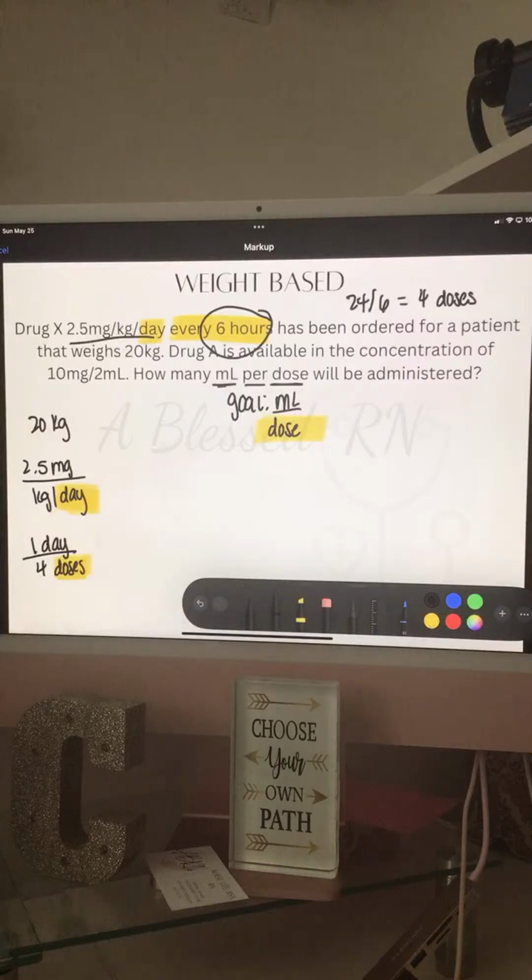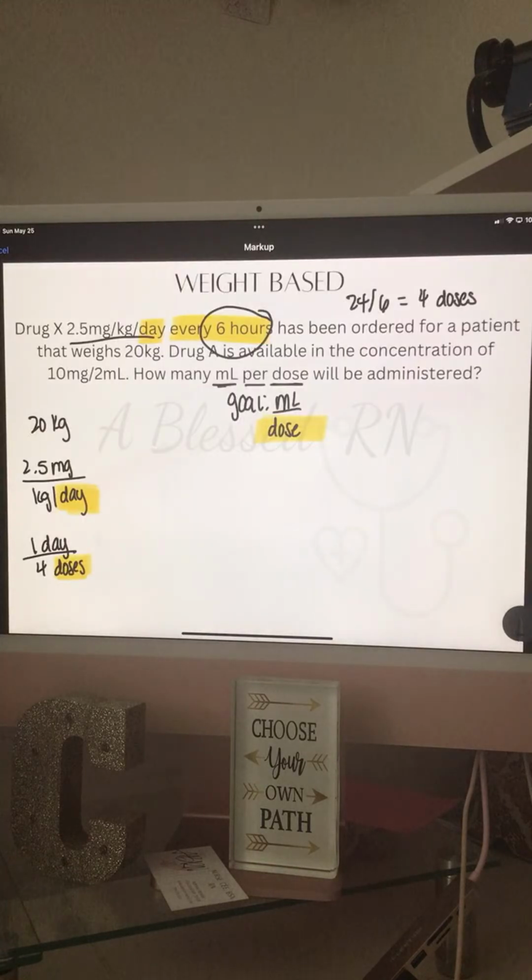Okay. All right. So my last piece would be the patient's medicine, right? 10 milligrams per 2 ml. All right. So let's set it up. What's our first puzzle piece going to be? So, question for you: dose versus day. When day is in the question, you divide, and when the day is in the equation, you divide.